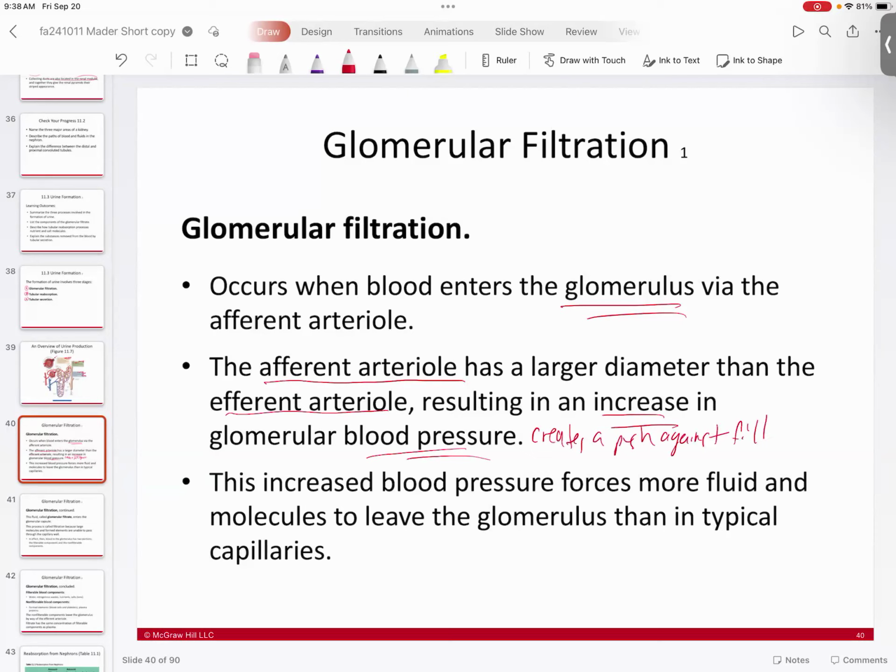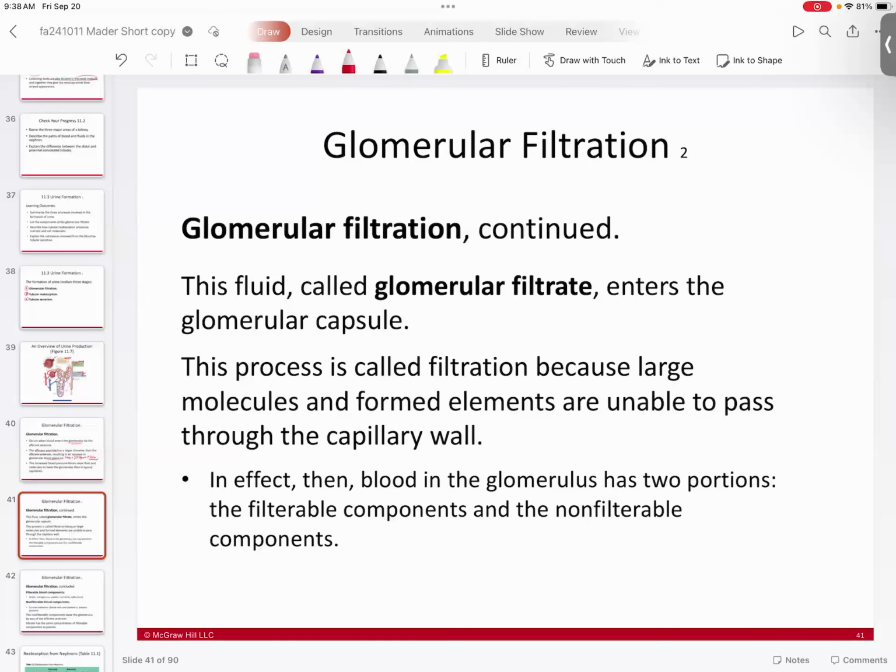This creates a push against the filtration membrane. And this will allow you to basically filter out those molecules with the glomerulus. The glomerulus is acting like a big filtration system. So once you actually get this fluid, it's called the filtrate, the glomerular filtrate. It enters into the glomerular capsule. And basically here in this figure, this is kind of a raw, crude filtrate.